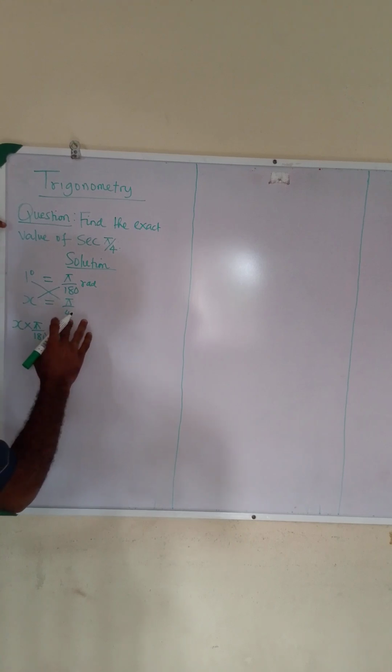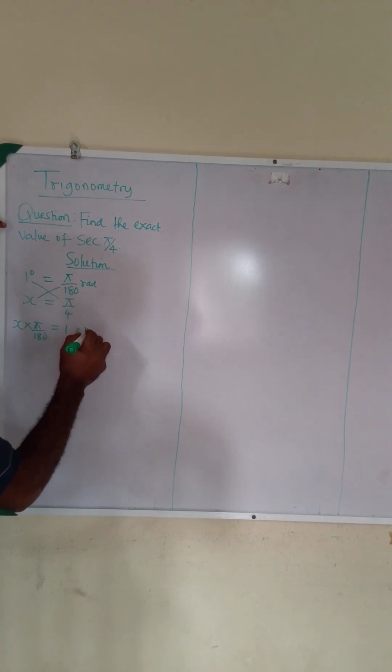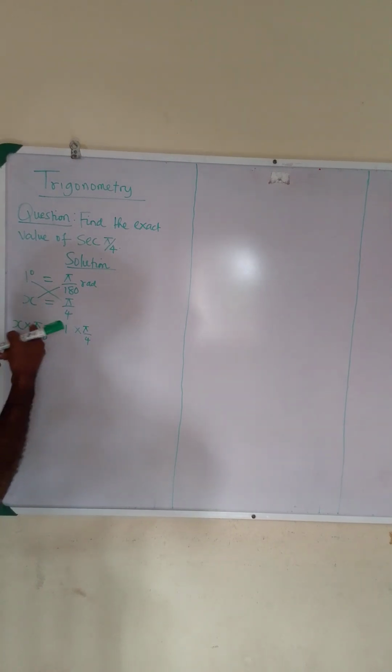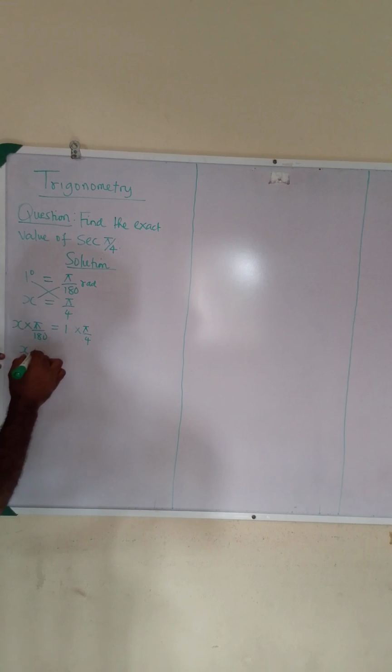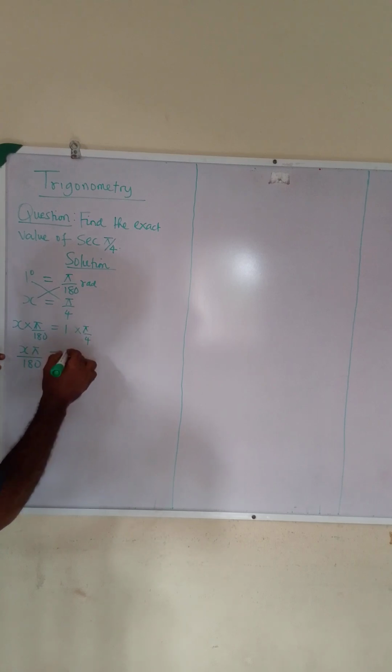So we are going to have x times pi over 180 equal to 1 degree times pi over 4. Okay, so this times this will give us x pi over 180 equal to 1 times this, which will give us pi over 4. So if we cross multiply again, let me write it properly.